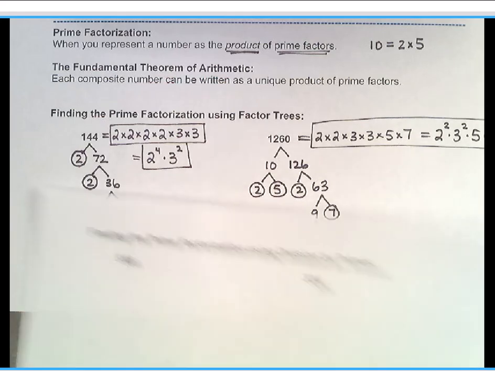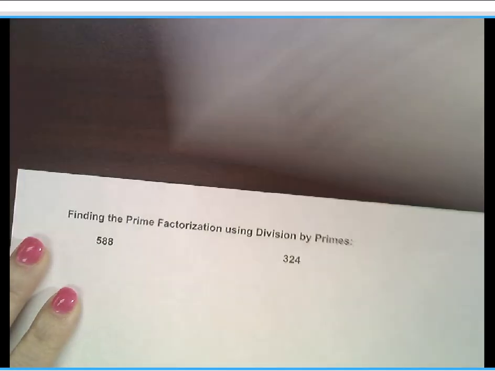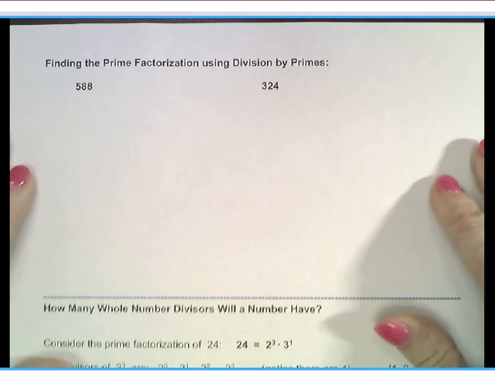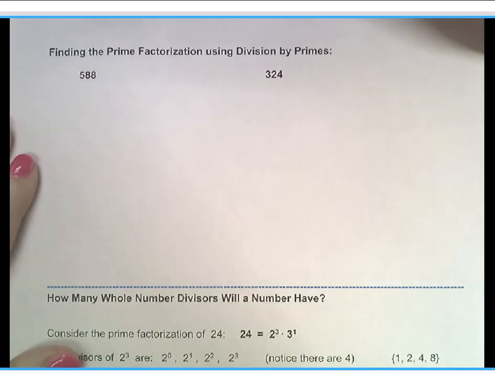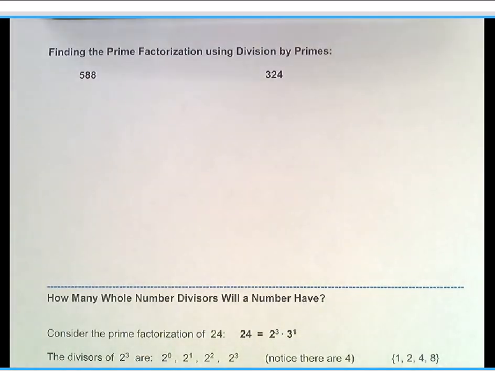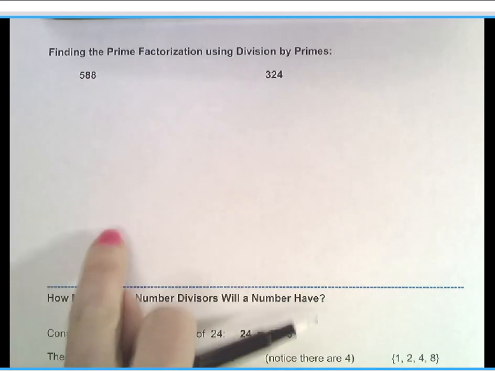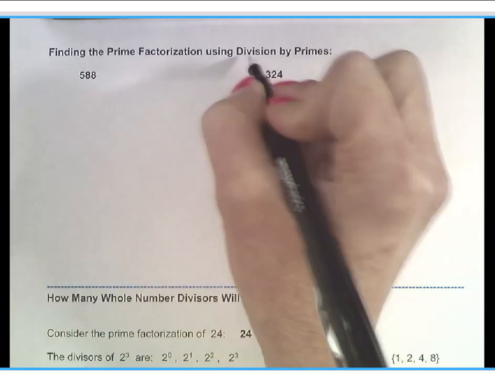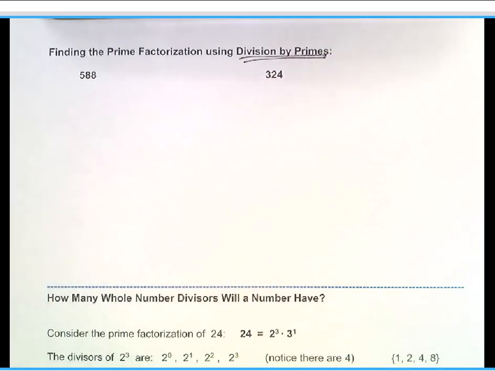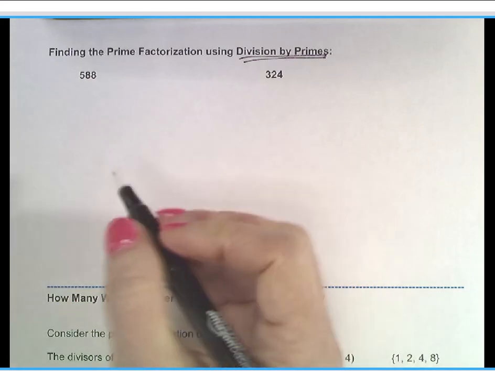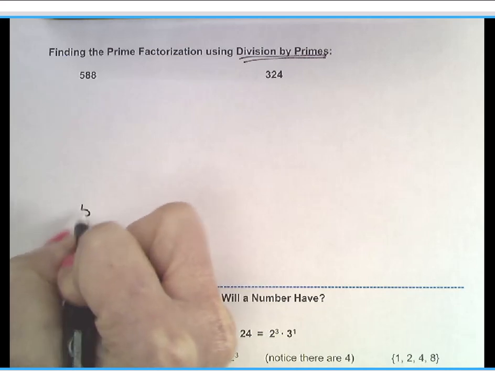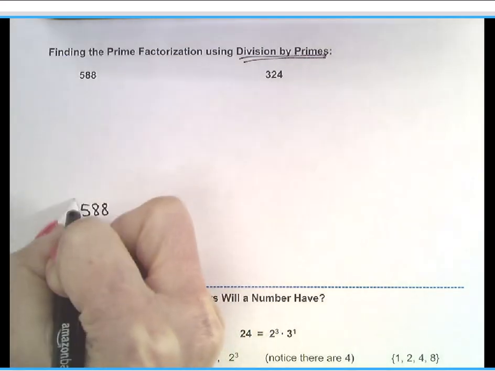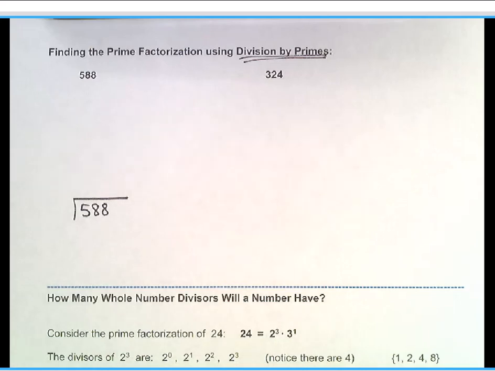Okay. So let me show you how these are going to work. So using division by primes. All right, so we're going to start, it's not really like long division, but we're actually going to start at the bottom and we're going to stack it up. It's kind of like that scaffold algorithm a little bit. But the idea is that you only want to divide by prime numbers. Okay, don't divide by anything that's composite. So I'm going to start kind of down here at the bottom. And I'm just going to start dividing by prime numbers that divide evenly.